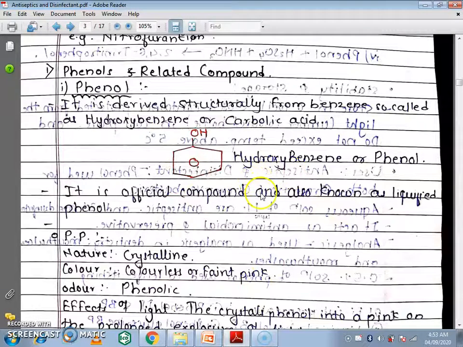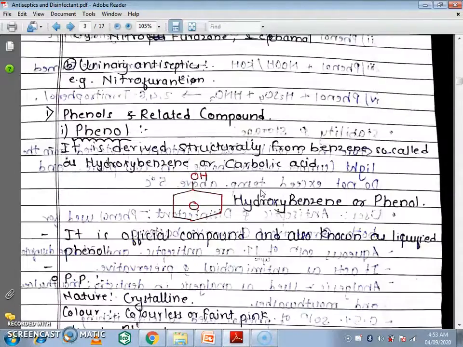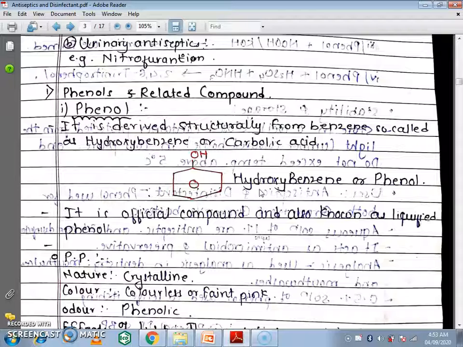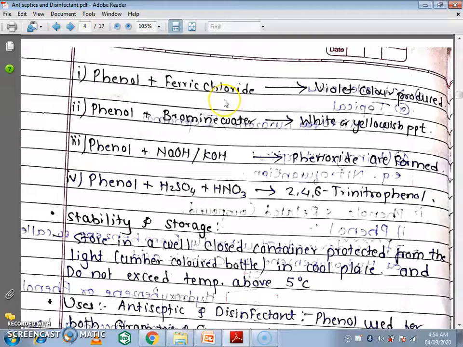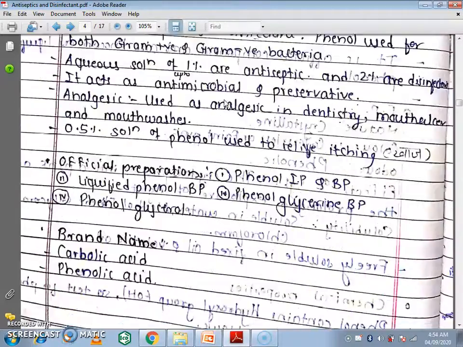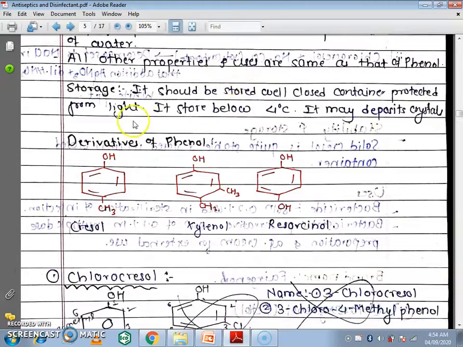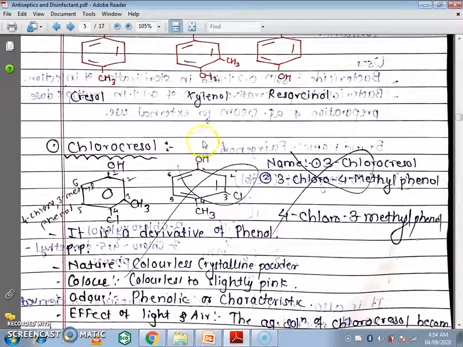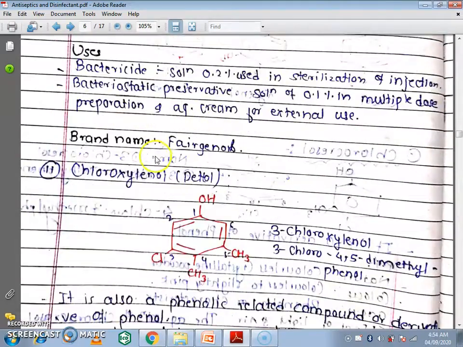In the last lecture we saw the definition of antiseptic and disinfectant, next we saw the mechanism of action, and next the classification. Next are some drugs. In that, first we saw the phenols and their related compounds: the structure, physical property, chemical property, and also stability, storage, uses, official preparations, brand name, etc. Next we saw the liquefied phenol and the derivatives of phenols. Next is chlorocresol. Next we saw chloroxylenol, which is also called Dettol.